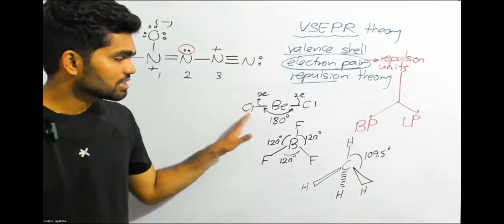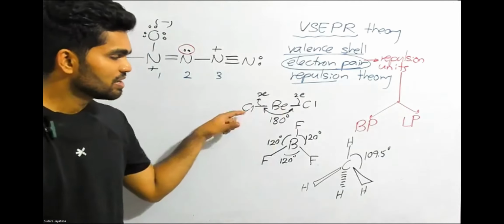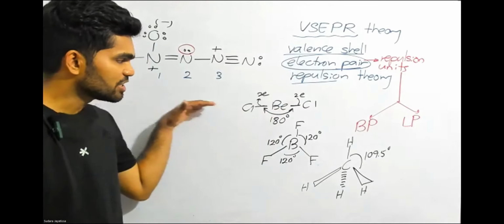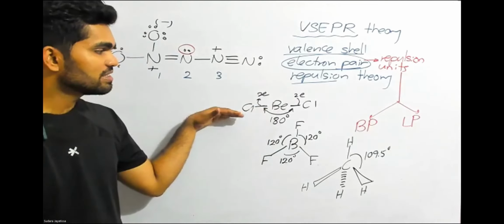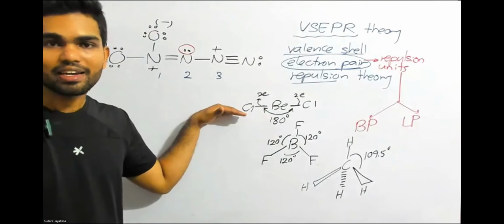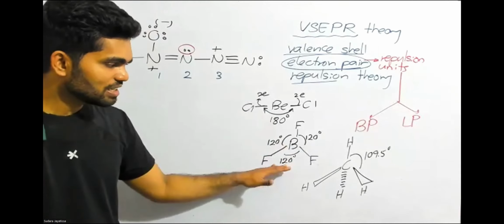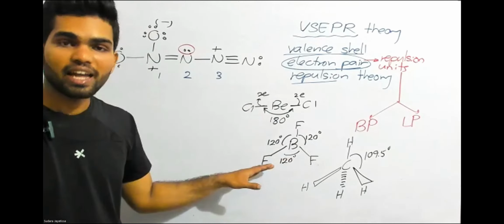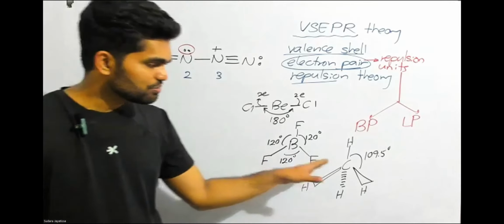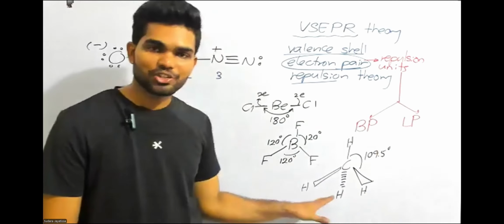So what's the name we gave for this one? You can see it's a 180-degree angle, they are in a straight line. So we call this a linear electron pair geometry. And this one is trigonal planar, because once you connect them, it resembles a triangle. And this one is the tetrahedral electron pair geometry.